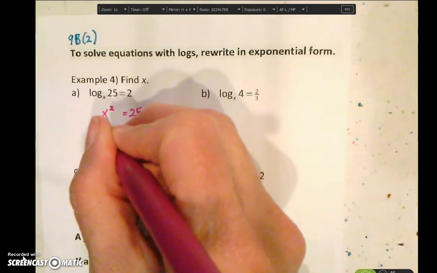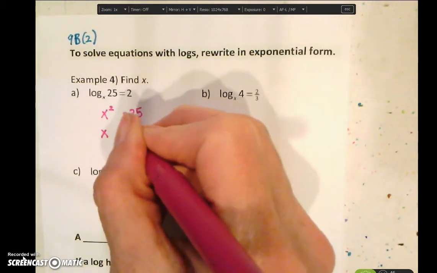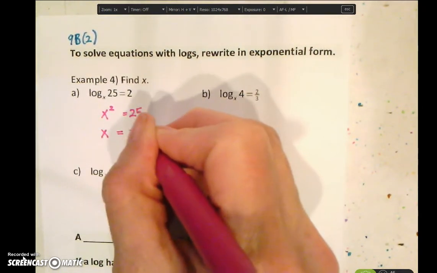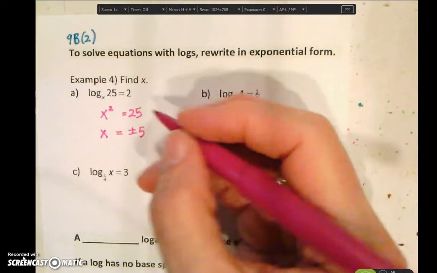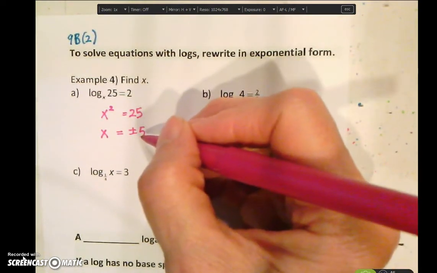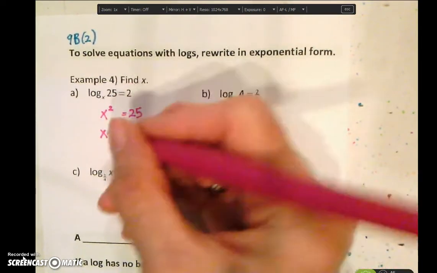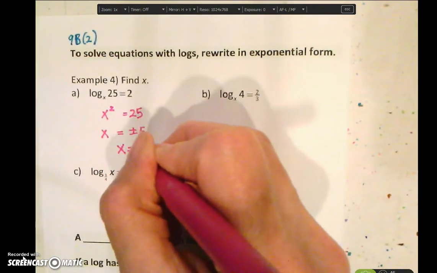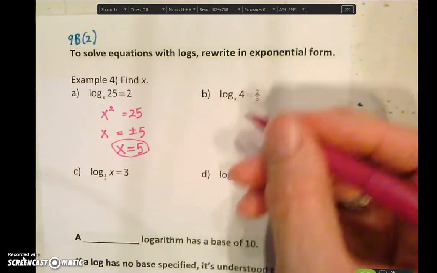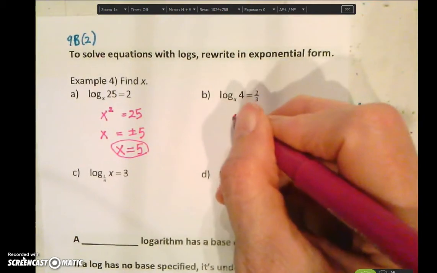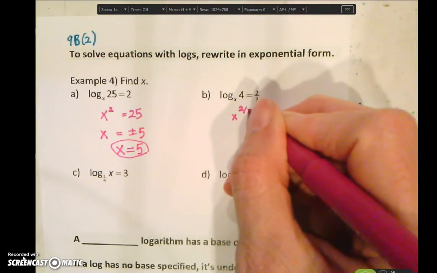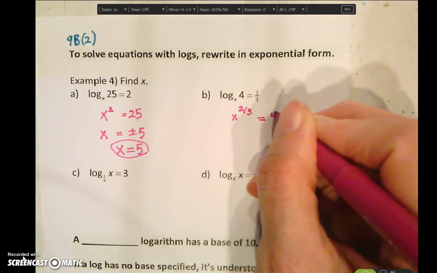And you might say plus or minus 5, because the square root of 25 would be plus or minus. But recall that when we define logarithms, we said the base had to be positive. So x has to be 5, not negative. Example B, I have x raised to the 2/3 power is equal to 4.